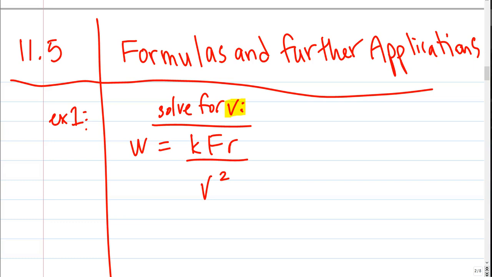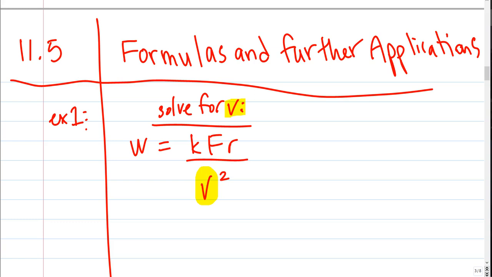So for 11.5, we're going to go ahead and look at formulas and further applications of quadratics. So here's an example of it's quadratic because we technically have a v squared. It's part rational, part quadratic. But they want us to take this and solve it for v. So we want to get that v down there by itself.